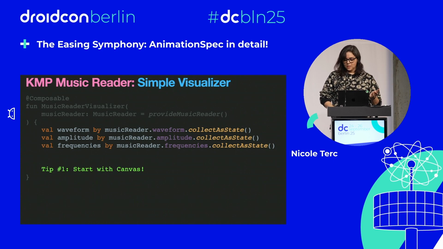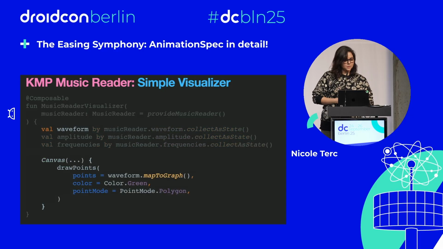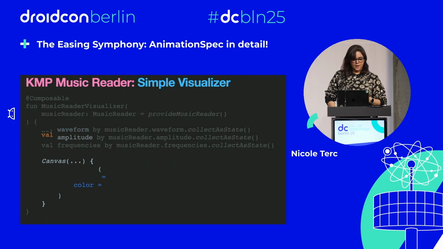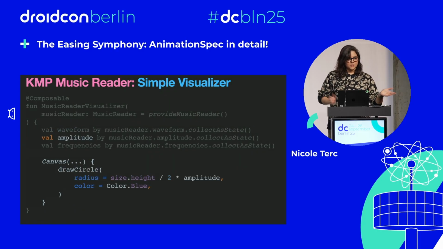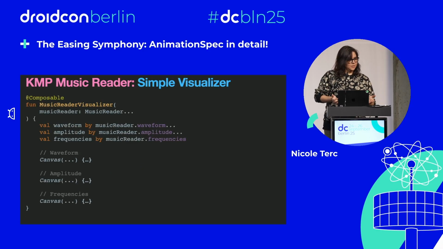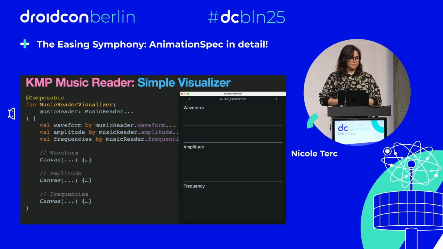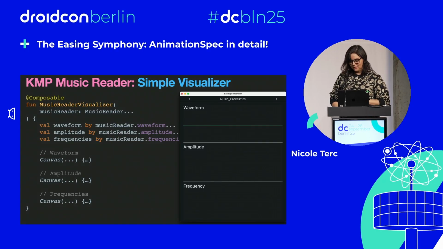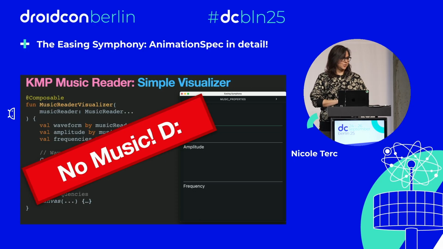And in order to do it, we're just basically going to grab each of the properties. And let's say for waveform, we're going to create some points connected with a line. For amplitude, we're just going to draw a circle that changes in size. And for frequencies, we're going to draw the classic bars. Cool. Now that we have our three canvases in tow, we can basically run this and nothing happens. But that is, of course, obvious because we actually haven't done anything about music, right? We have no music here.